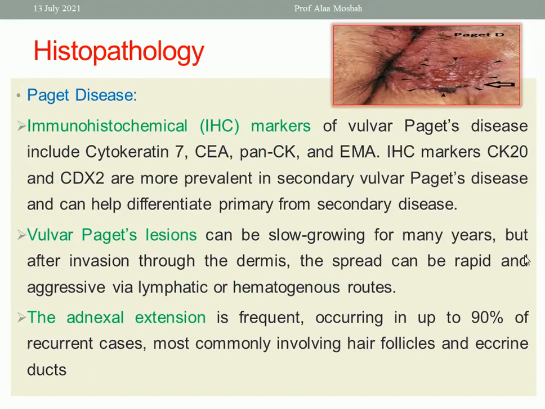Immunohistochemical markers of vulvar Paget disease include cytokeratin 7 and other markers, which are more prevalent in secondary vulvar Paget's disease and can help differentiate primary from secondary. Vulvar Paget's lesions can be slow growing for many years, but after invasion through the dermis, the spread can be rapid and aggressive via lymphatic or hematogenous routes. Adnexal extension is frequent, occurring in up to 90%, reaching the hair follicles and the eccrine ducts, the most common areas.